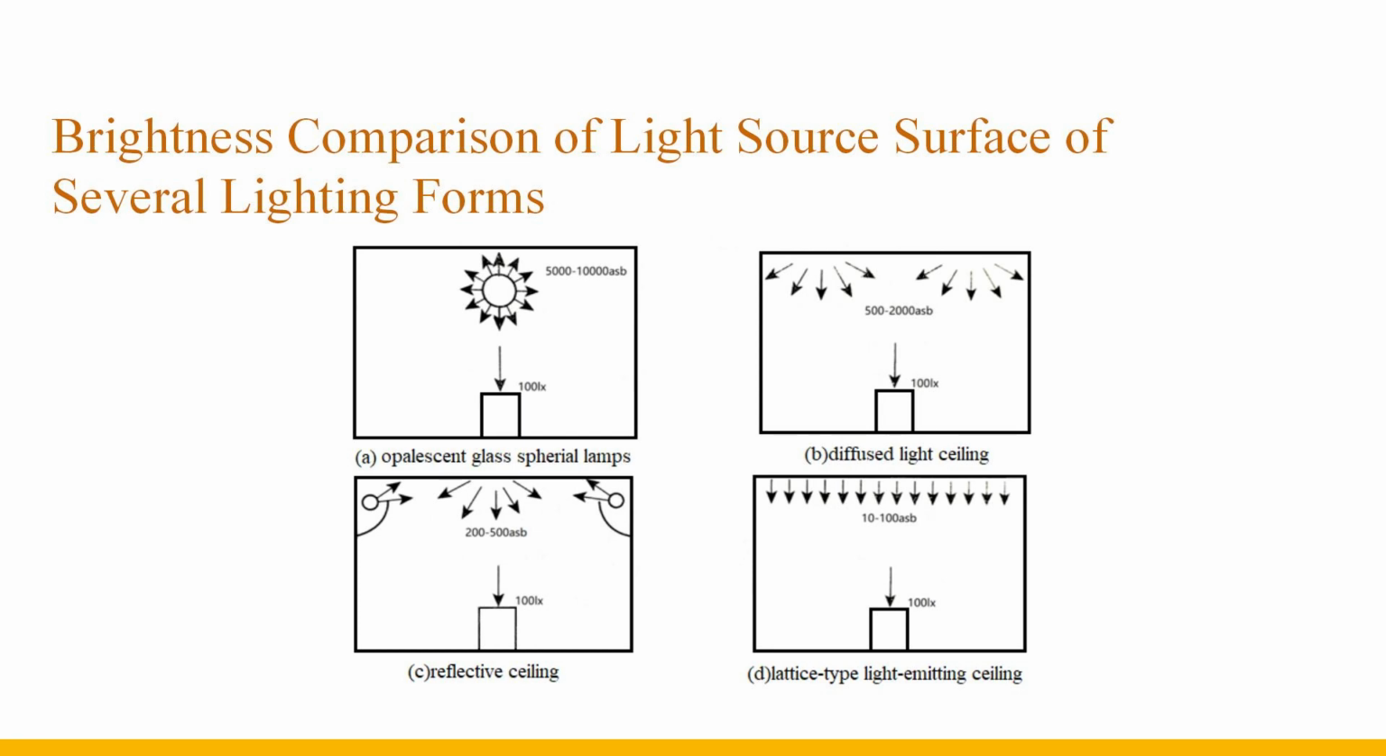The surface brightness decreases sequentially from the light transmitting ceiling shown in Fig B, the reflective ceiling shown in Fig C, and the lightest type, the light emitting ceiling shown in Fig D. Among them, the brightness of Fig D is the smallest, only 10 to 100 asb.